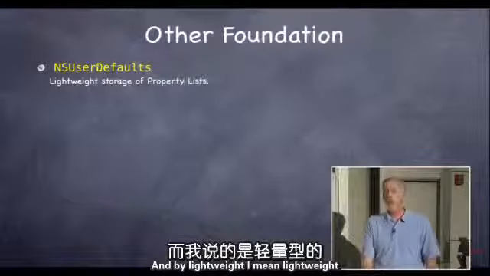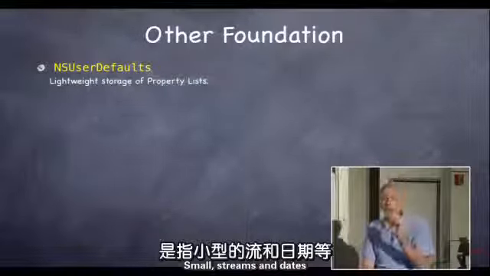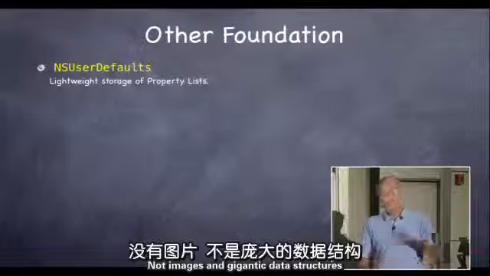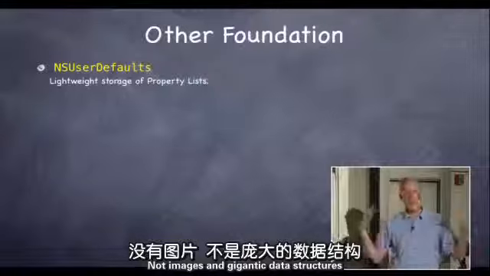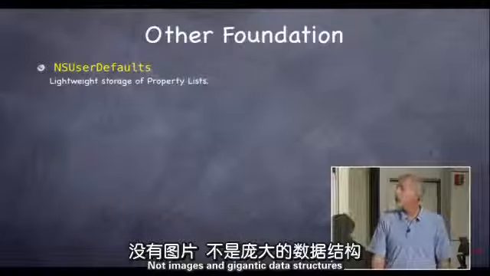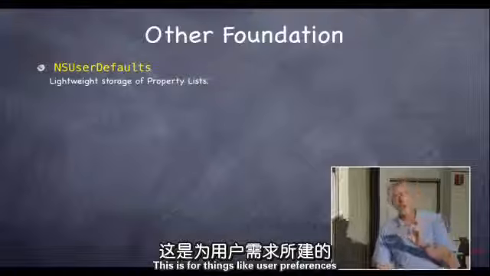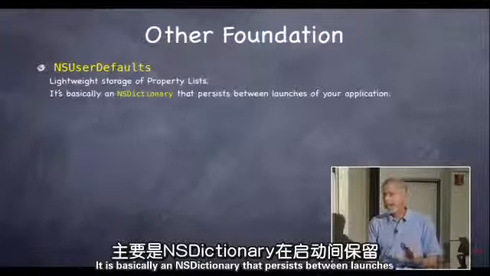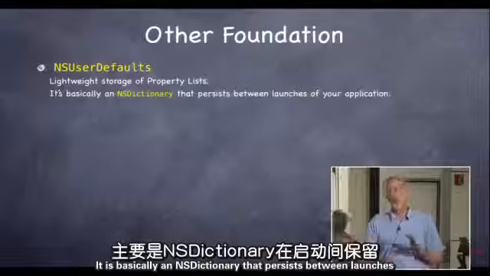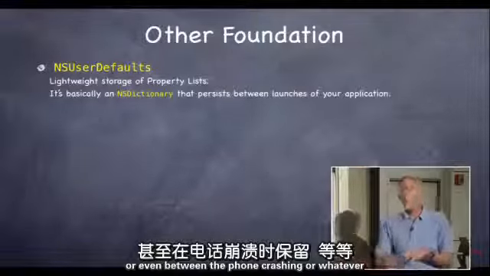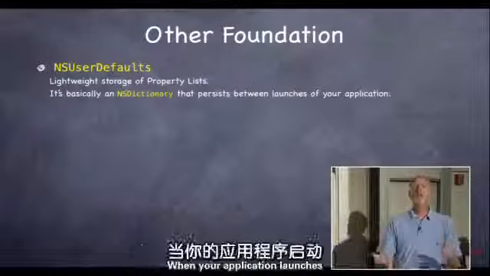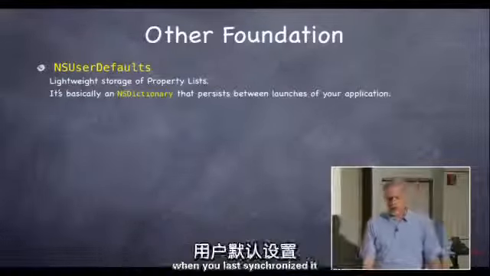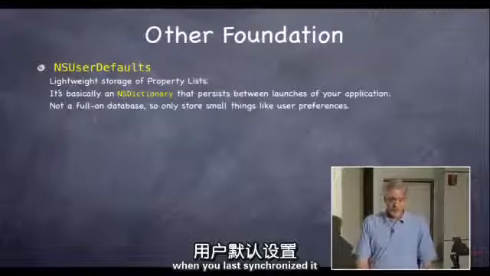And by lightweight, I mean lightweight, small: strings and dates, maybe an array or two, a dictionary that's small, not images and gigantic data structures. This is lightweight. This is for things like user preferences. That's why it's called user defaults. It's basically an NSDictionary that persists between launches. So your application, or even between the phone crashing or whatever, when your application launches, it will get its user defaults back to the way they were when you last synchronized it, which I'll show you in a second.